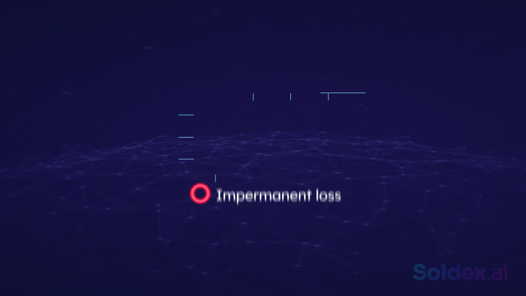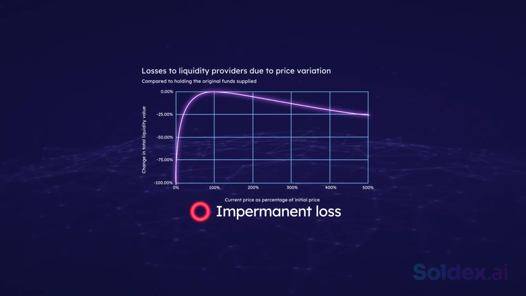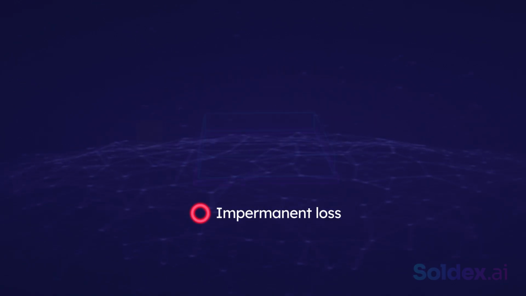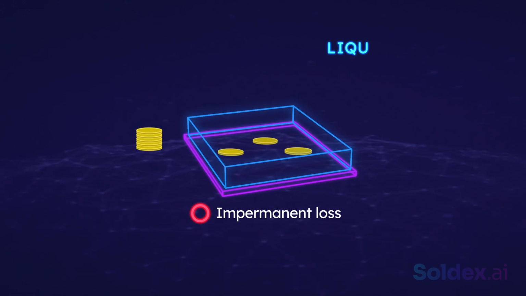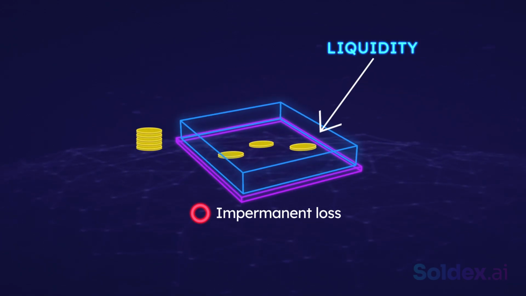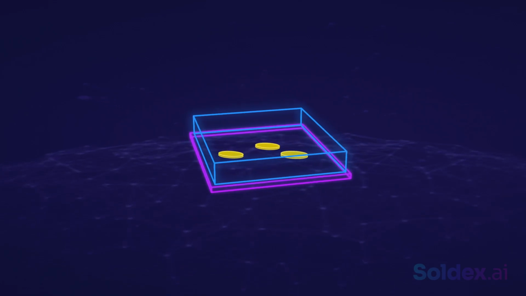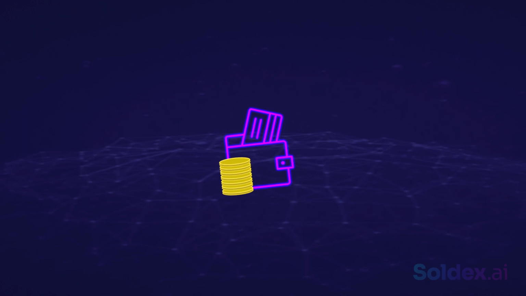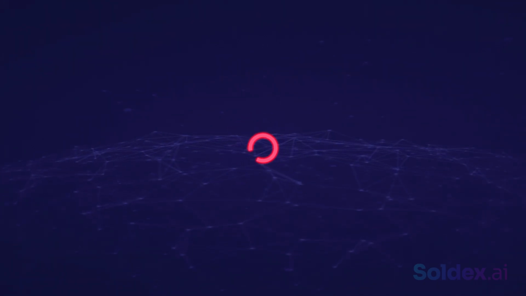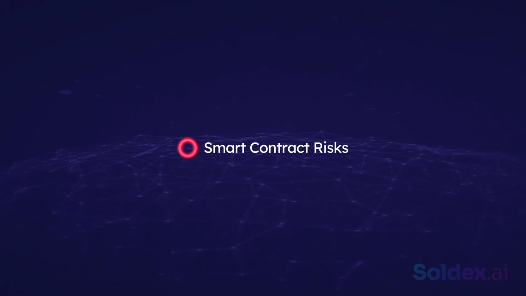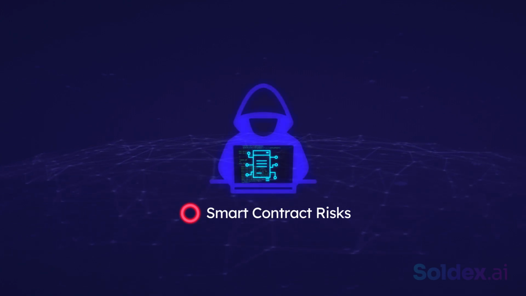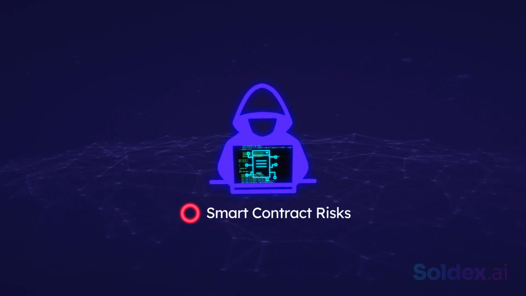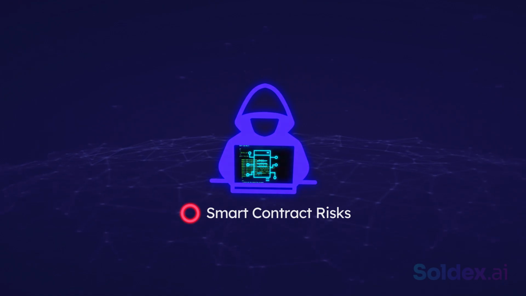Risks of liquidity pools. Impermanent loss. When you provide liquidity to a pool, you run the risk of an impermanent loss. That is the loss in the total value of your assets when you provide liquidity compared to when you simply hold your assets in your wallet. Check out our video on impermanent loss to fully understand what it's all about. Smart contract risks. If there is a bug or a hacker manages to hack the smart contract of the pool you provided liquidity, your funds could be lost.